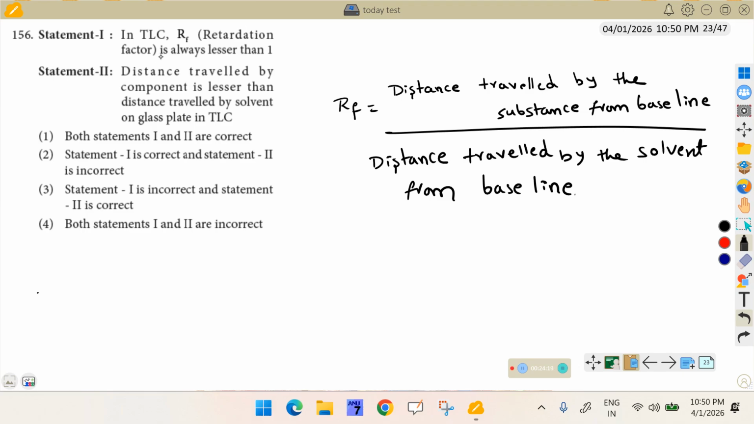Statement 1, that in TLC the retardation factor is always less than 1. Correct. Statement 1 is correct. Distance travelled by component is lesser than distance travelled by the solvent on glass plate. This is also correct. That's the reason the value is less than 1. Both the statements are correct. Statement 1 is correct. Statement 2 is also correct.